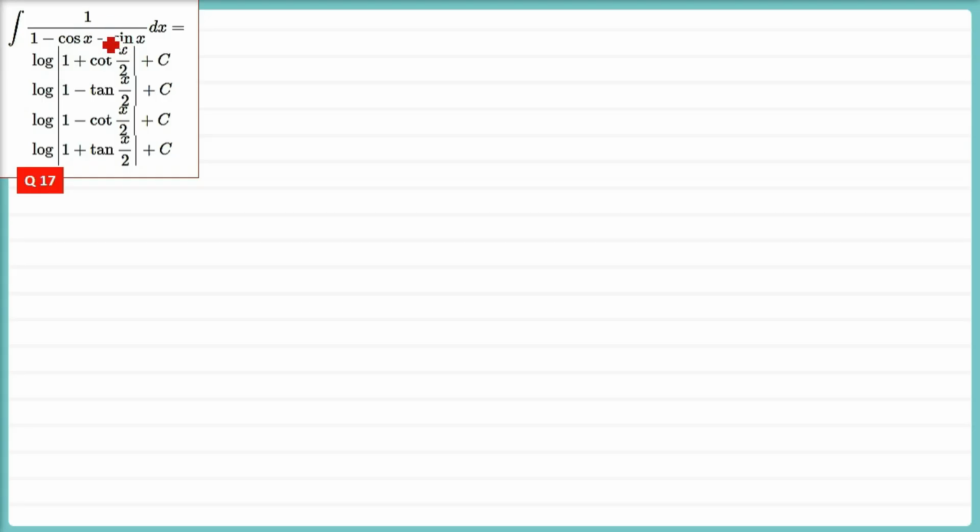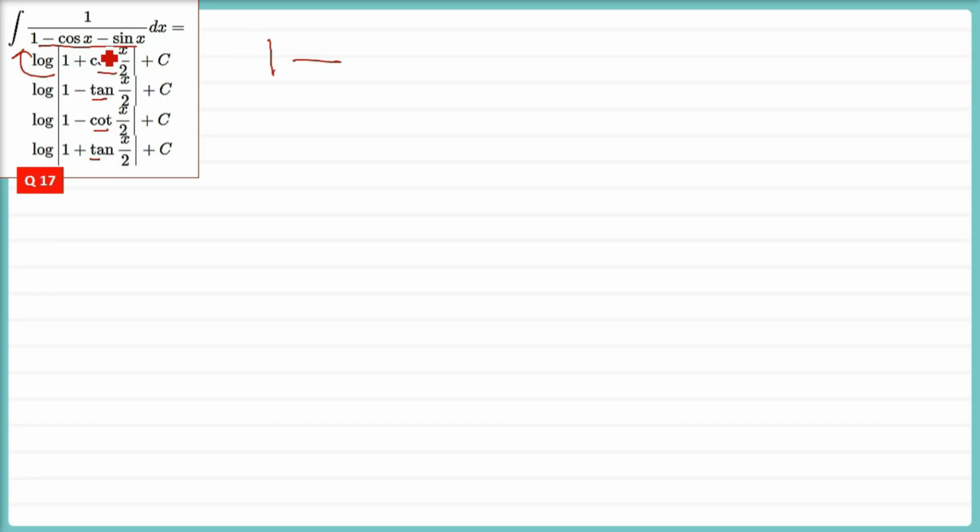Now what you see in the answer is either cot x by 2 or tan x by 2. That means you have to convert this cos x and sin x into tan x by 2 form. That is the default here. So 1 minus cos x minus sin x. In the previous question I told you these formulas for cos x and sin x, and they were presented to you also. So just take the denominator first. Before integrating, we need to resolve it.